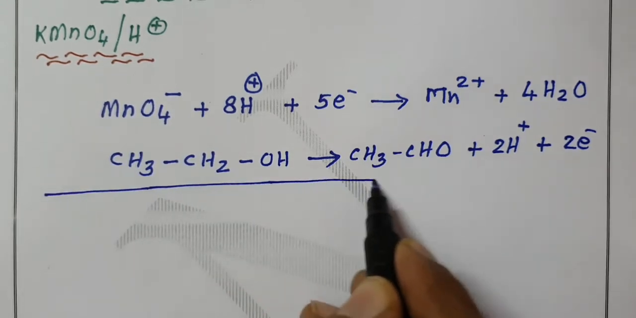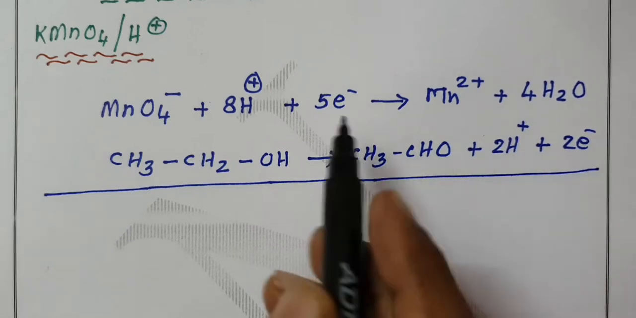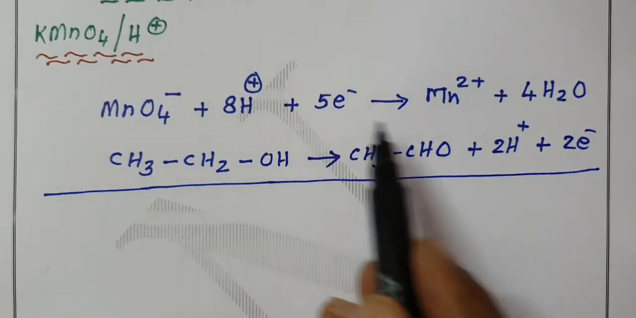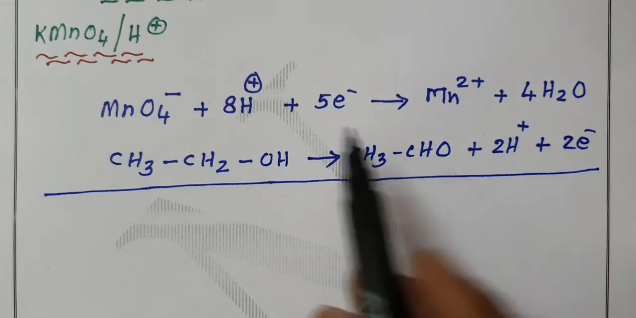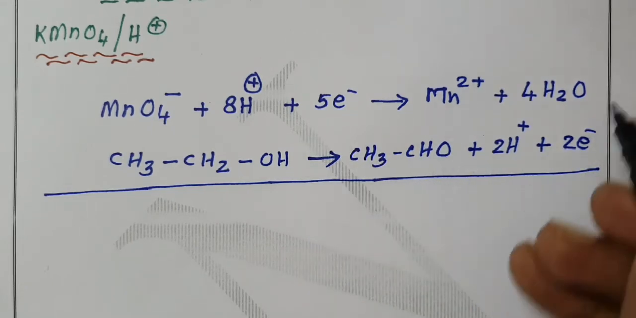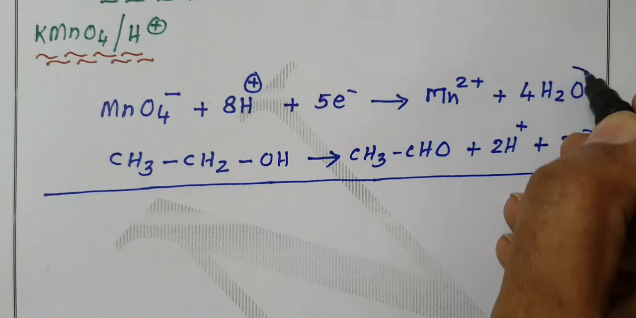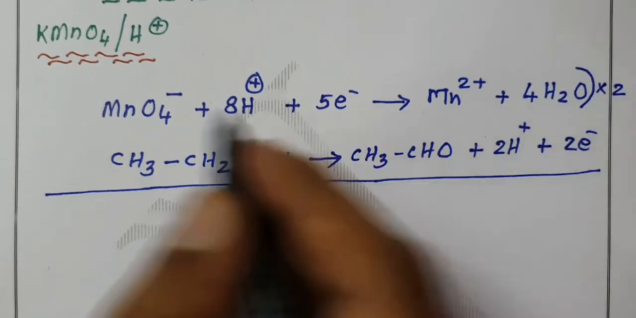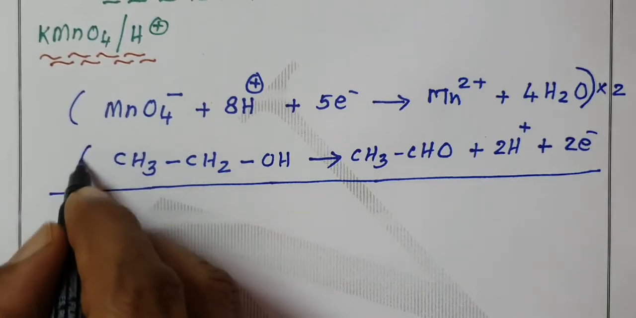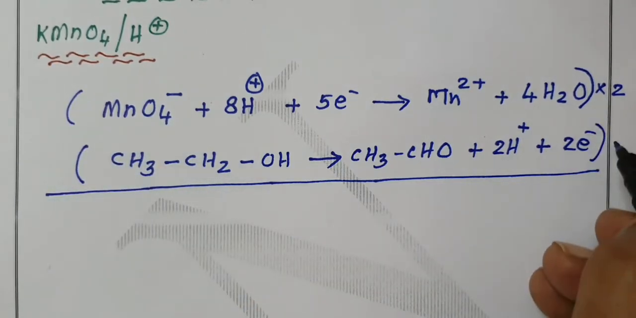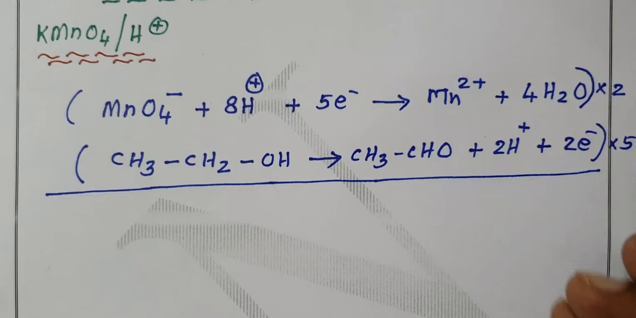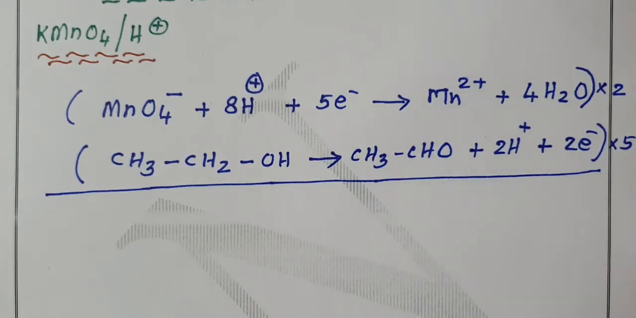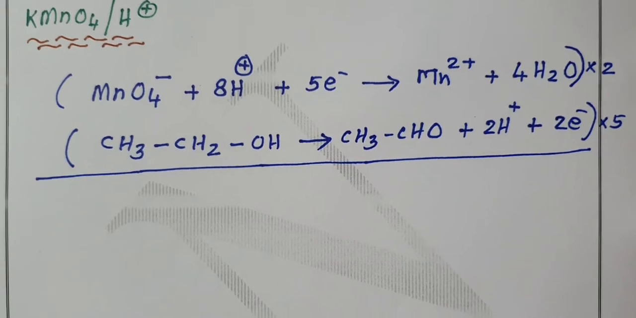When we add two equations, first we have to equate the number of electrons. The first equation has 5 electrons, the second equation has 2 electrons. How to equate the number of electrons in both equations? The first equation is completely multiplied by 2, and the second equation is completely multiplied by 5.